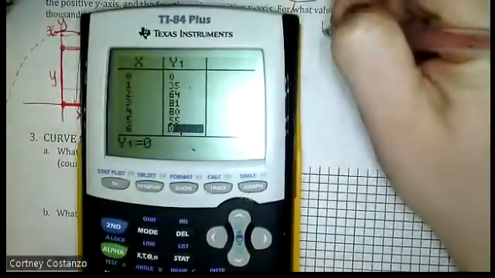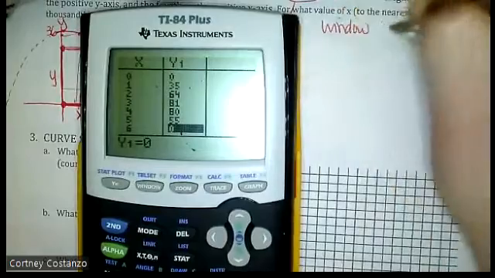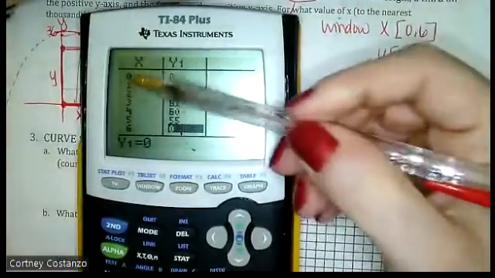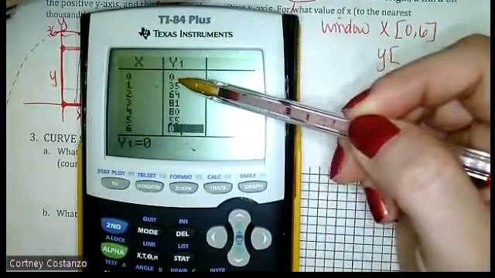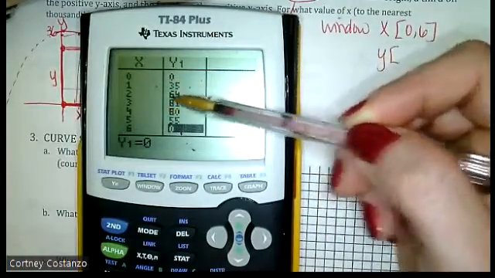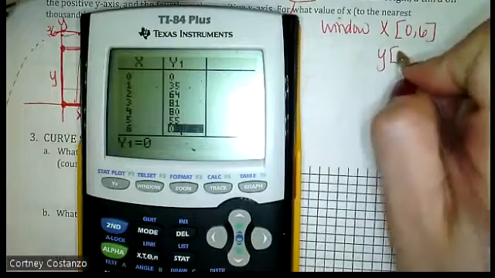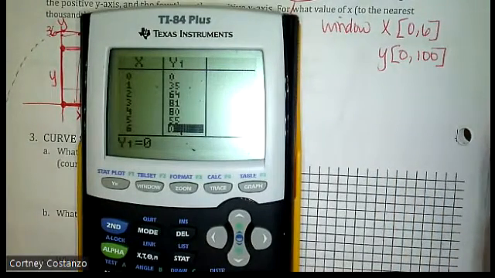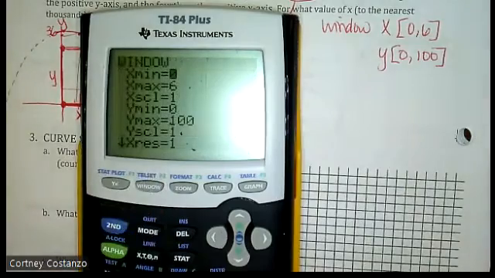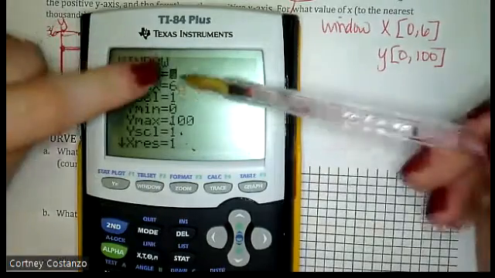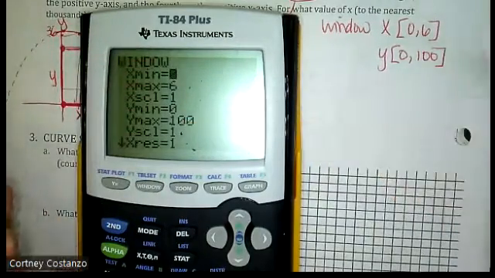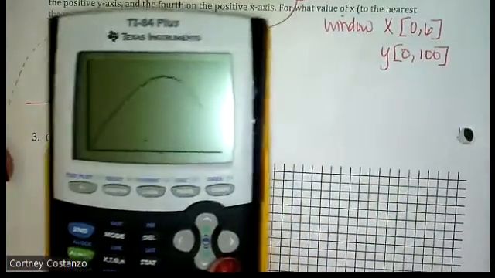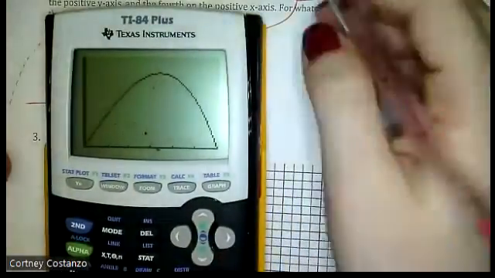I'm going to adjust my window in my calculator and have my x values go from 0 to 6. Now, if I only look from 0 to 6 in my x values, I notice that my y values hit this high point around 81-ish. So I'm going to go from 0 to 100 just to give me a little bit of wiggle room. So press the window. We're going to modify our window to show just like this, 0 to 6, 0 to 100, and then hit graph. Hopefully, if you adjusted it correctly, you see what I see.